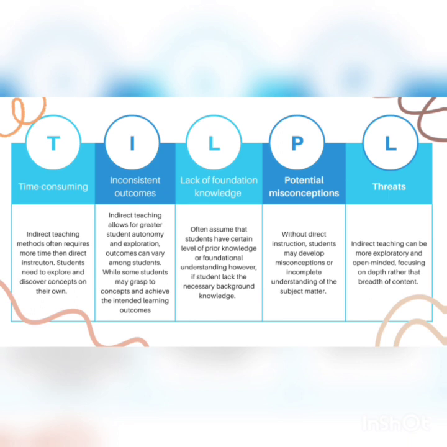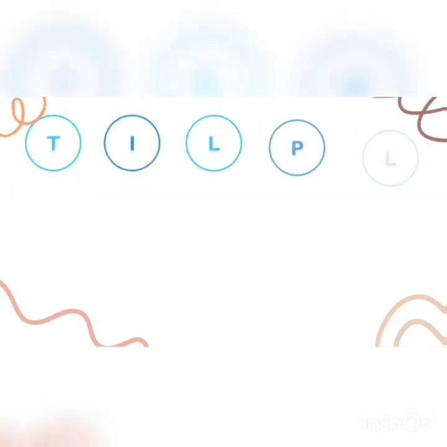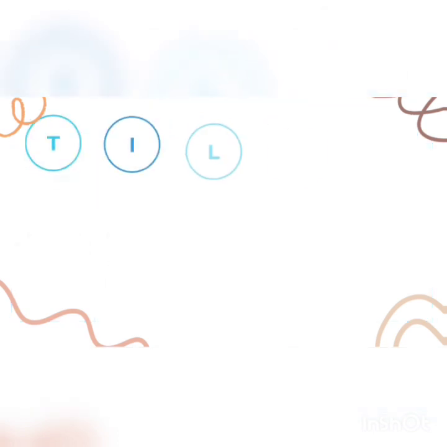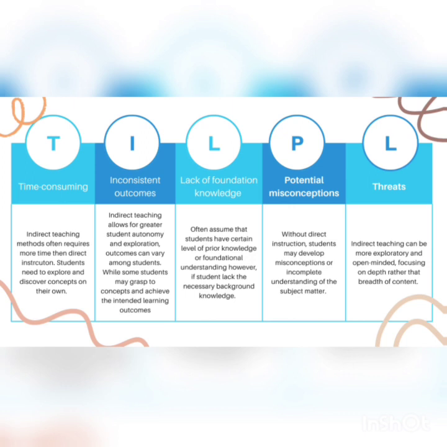Second, inconsistent outcomes. Because indirect instruction allows greater student autonomy and exploration, outcomes can vary among students. While some students may grasp the concept and achieve the intended learning outcomes, others may struggle in understanding the content. This inconsistency in outcomes can make it challenging for teachers to ensure that all students have acquired the necessary knowledge and skills.